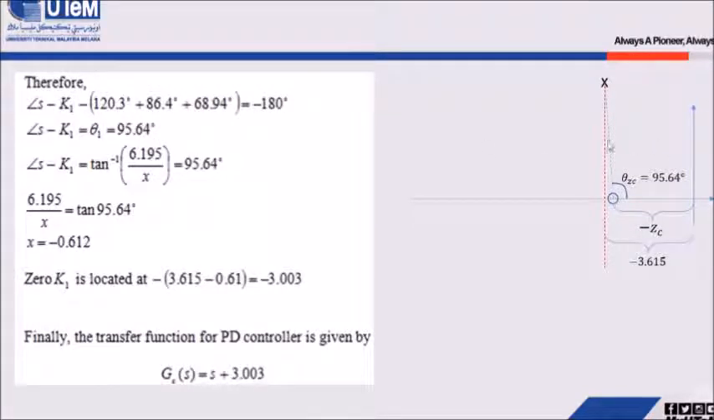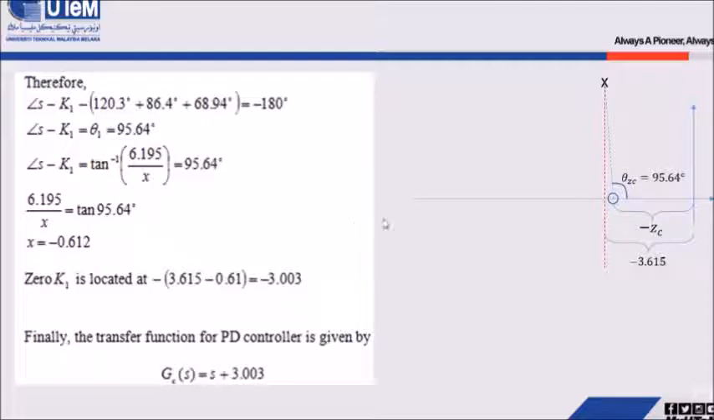That means the value for zeta omega n, based on this angle, is located somewhere here. So how can we know this coordinate? We can use trigonometry to find this by using tangent: omega d divided by zeta omega n here, and divided by this displacement, which is unknown. So we just put x here. Based on this formula, we can find the value of x equal to negative 0.612.